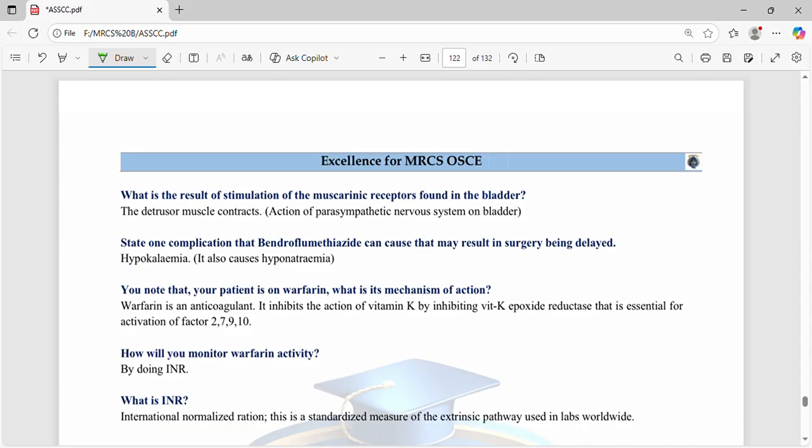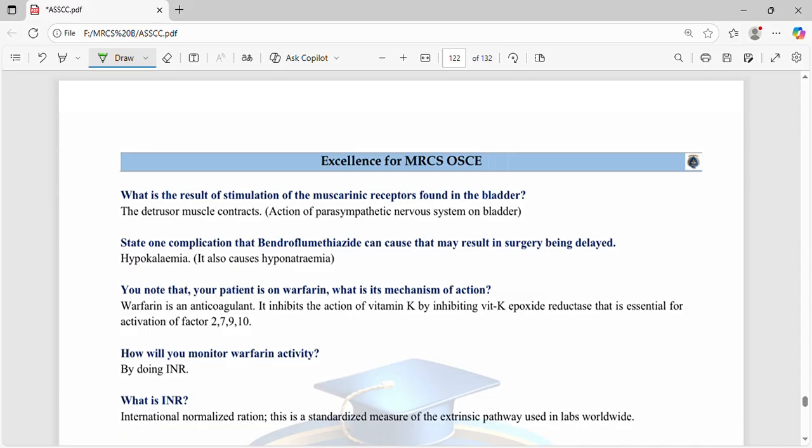So you note that your patient is on warfarin. What is the mechanism of action of warfarin? So warfarin is an anticoagulant. It inhibits the action of vitamin K by inhibiting vitamin K epoxide reductase. So that is essential for the activation of clotting factors 2, 7, 9 and 10.